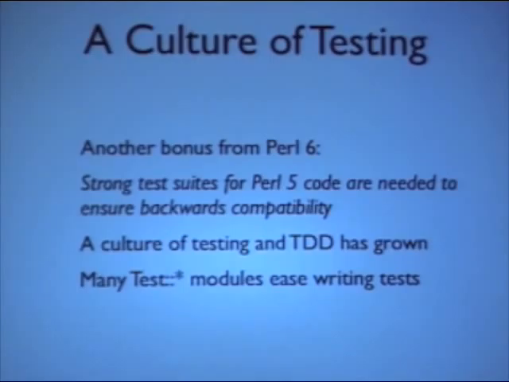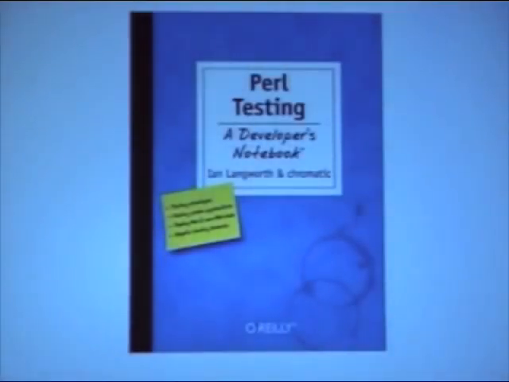Another thing that's come out of Perl 6, and another way in which Perl 6 is saving Perl 5, is that it was realised that Perl 5 needed even better test coverage in order to prove that it ran okay on a new platform, either as Perl 5 being interpreted through Perl 6 or Perl 5 running on Parrot. So it's strengthened this culture of testing and test-driven development, and the development of many of these test modules.